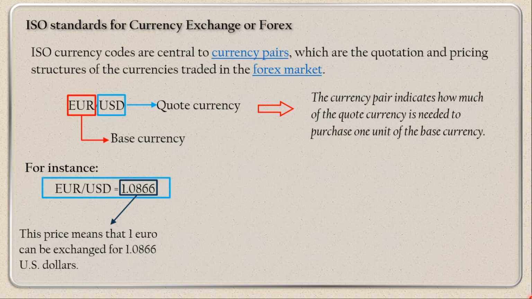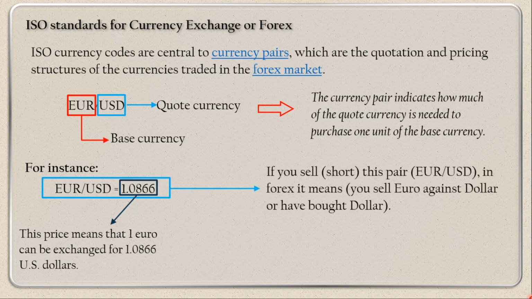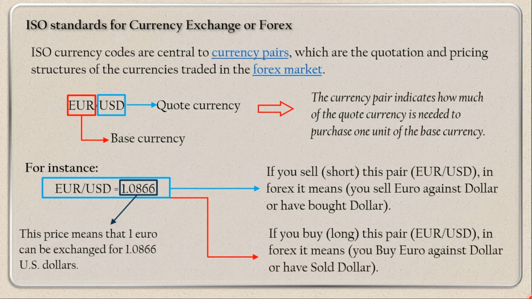So when we are trading this pair at the platform, there is some more meaning as well. If you sell or short this pair in Forex, it means you sell euro against dollar, or you have bought dollar. You should always keep in mind, when traders say that they shorted EUR USD, it means that they sold that price. You should understand the term short as well. When you hear that from any speculator or trader in the market, do not be confused. On the other hand, if you buy or long this pair in Forex, it means you buy euro against dollar, or have sold dollar. Here, as an example, we have chosen EUR USD.